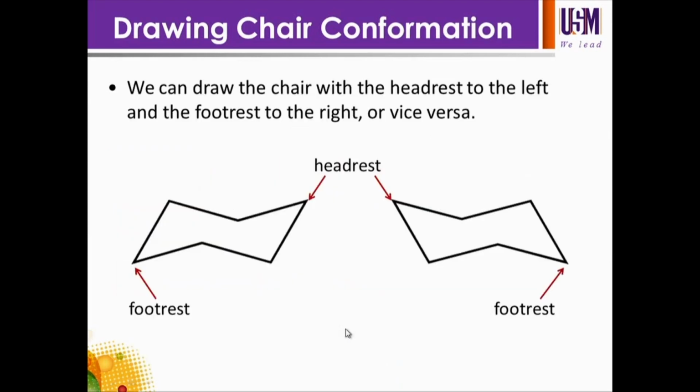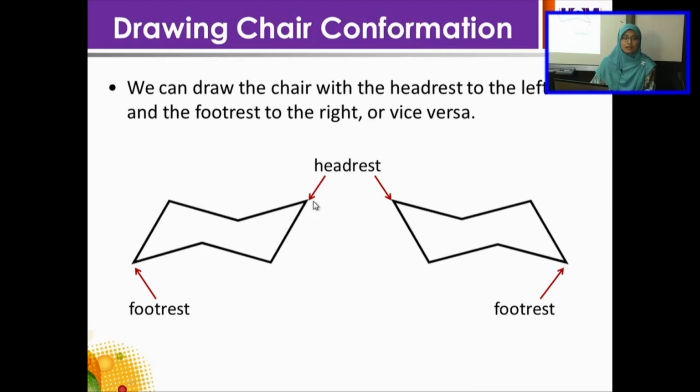Okay, so we can either draw the chair with the headrest, so this is called the headrest, to the left, and the footrest, this is the footrest, to the right, or vice versa. So you should know how to draw both of these chair conformations, either with the headrest to the left or to the right, and also the footrest, either to the left or to the right.